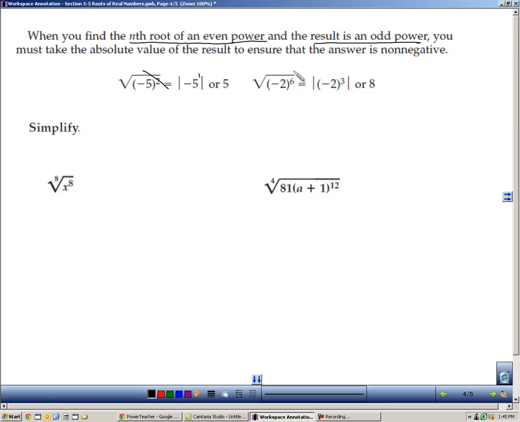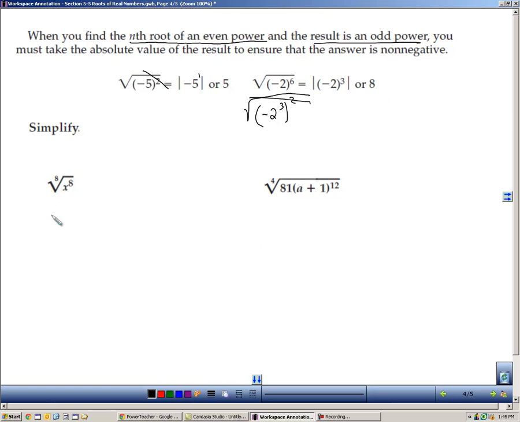Likewise, when I take the square root of an even power, which is a 6, and it becomes a 3, because simplifying this would be -2 to the third squared. And then when I take the square root, the square and the square root will cancel. But it started out being an even, and it ended up being odd. Then you take the absolute value, so you'd end up with an absolute value, which is 8. So that idea, we're going to do some examples with that.